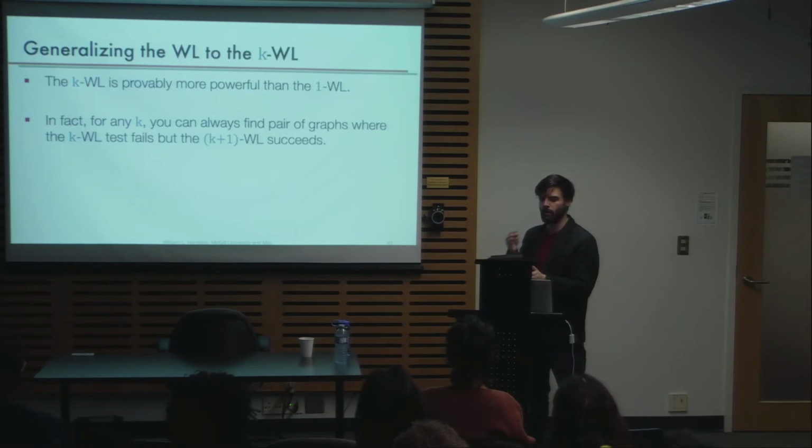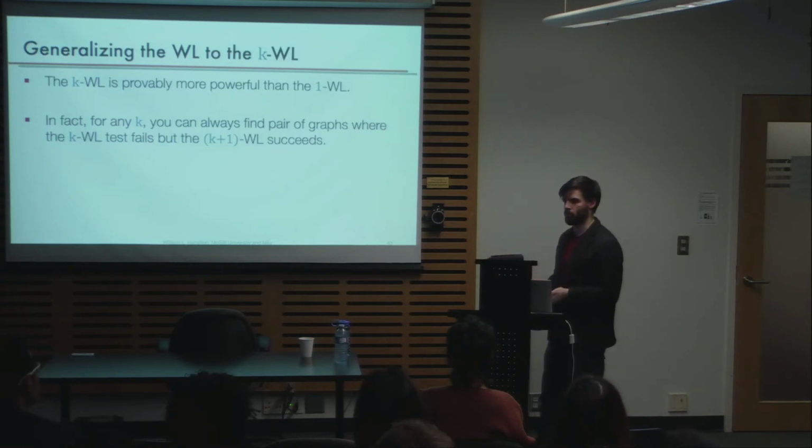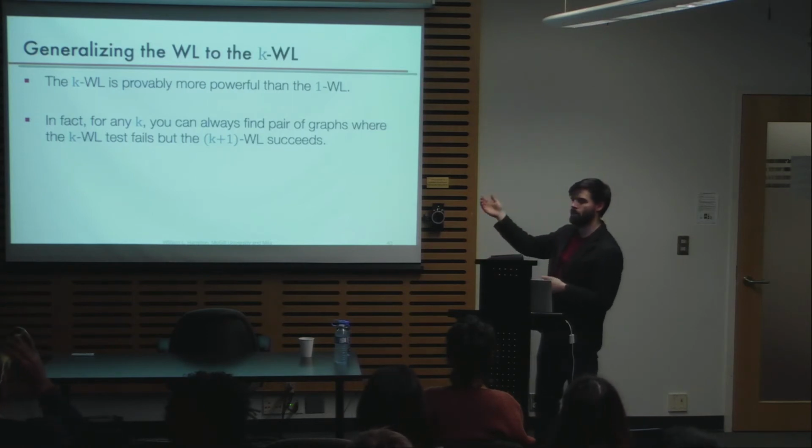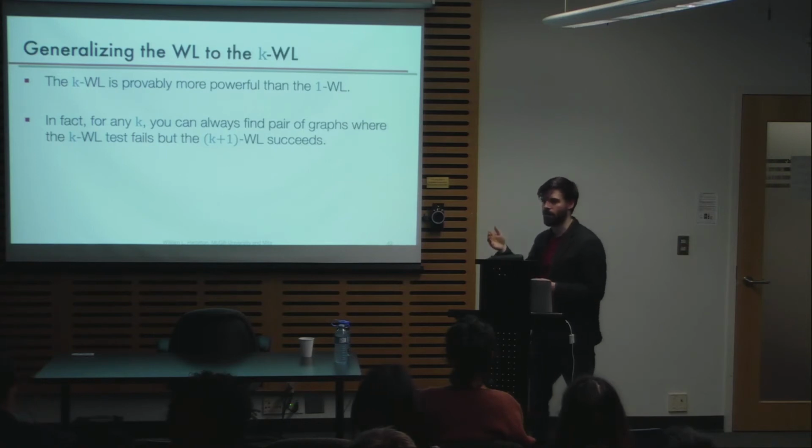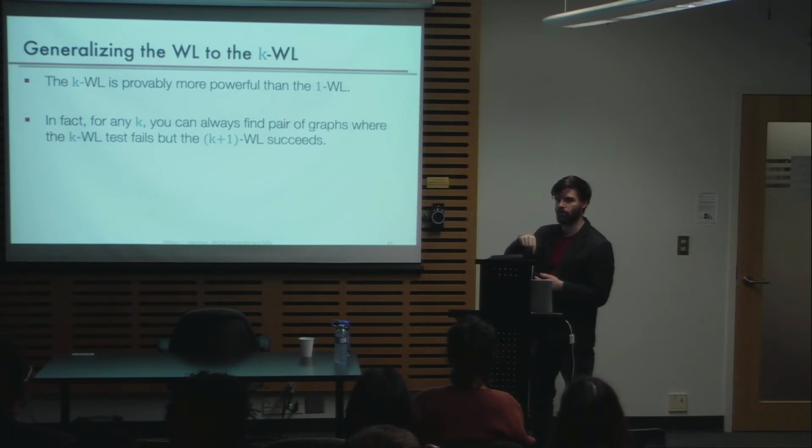I should say that this doesn't mean that we've solved isomorphism, because solving the k-WL requires solving graph isomorphism for graphs of size k. Because when we're labeling the subgraphs in the graph, we have to label all different types of subgraph structures, which is as hard as solving isomorphism for graphs of that size.